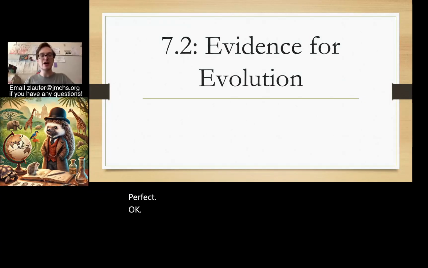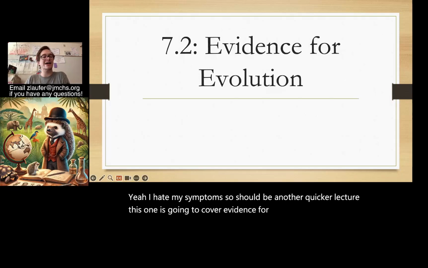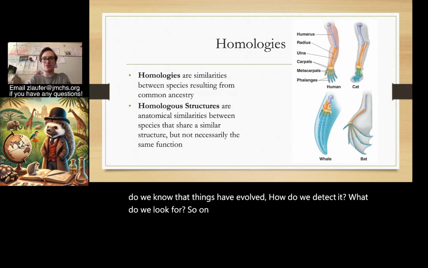Yeah, hate my subtitles. So, should be another quicker lecture. This one is going to cover evidence for evolution. Basically, how do we know that things have evolved? How do we detect it? What do we look for? So on. So, let's get into it. So, I'm going to say "so" a lot. That's my transition word.